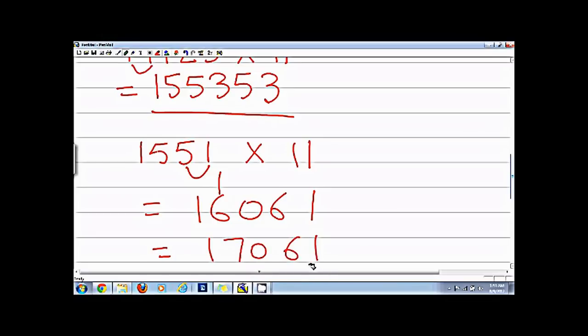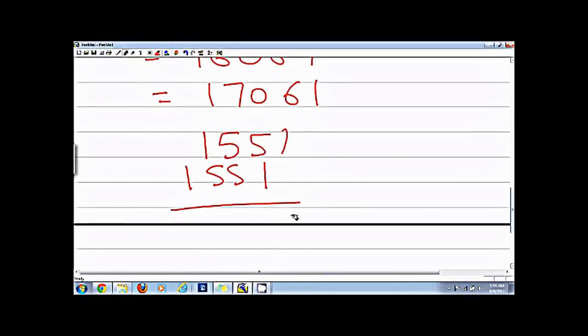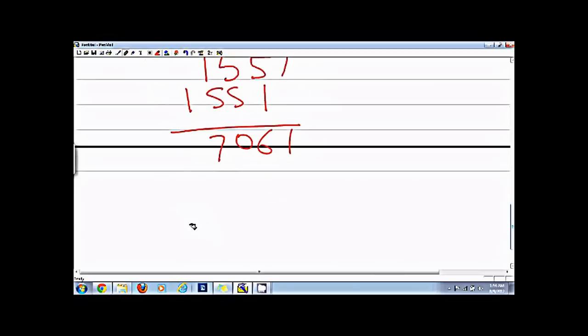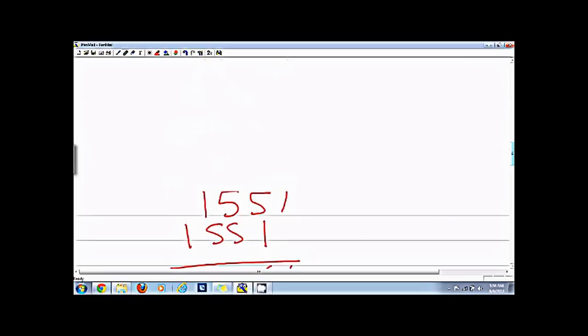Let's try to do it again. We write 1551 and then 1551. If I add them together, that will be equal to 1, 6, 10, 1, then carry on, so it will be 17061. So see, the answer is the same. If you take the carry on, it becomes a little trickier, but still you can use the same approach.